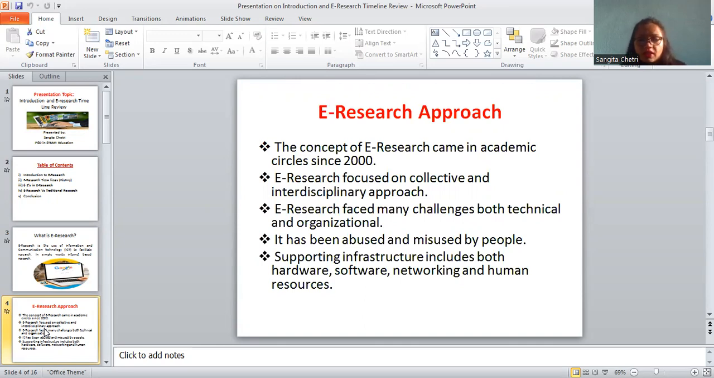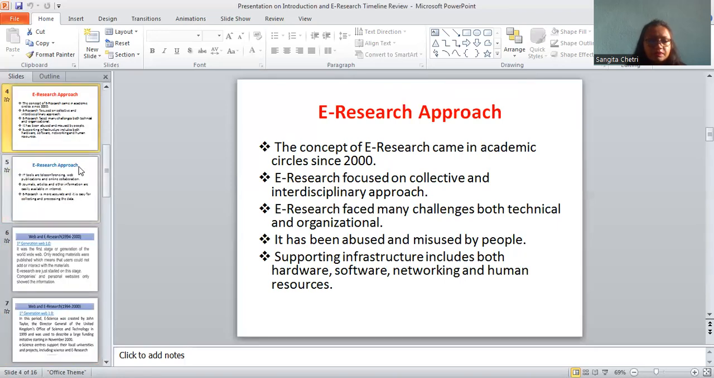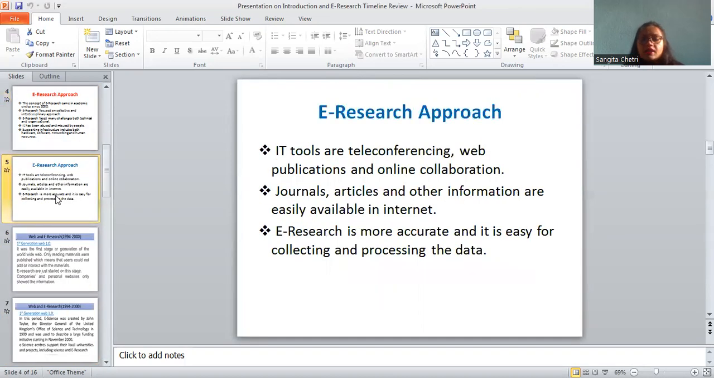Supporting infrastructure includes both hardware, software, networking, and human resources that we are very familiar with. IT tools are teleconferencing, web publication, and online collaboration. Journals, articles, and other information are easily available on the internet. E-research is more accurate and it is easy for collecting and processing the data.